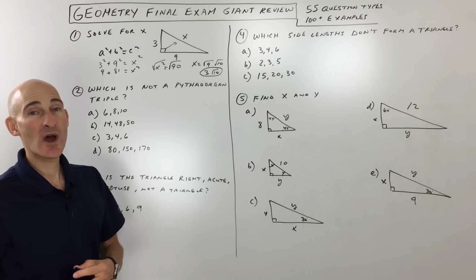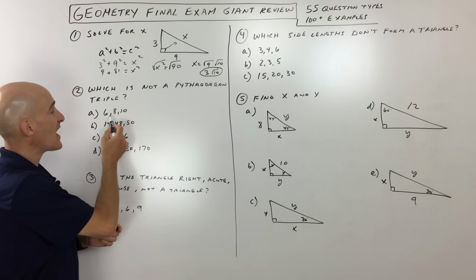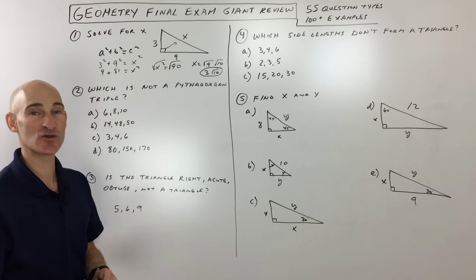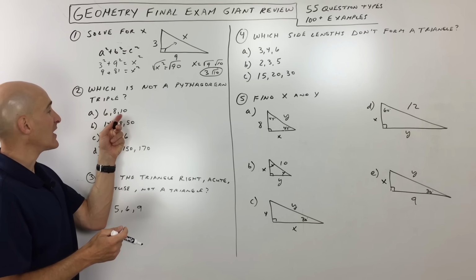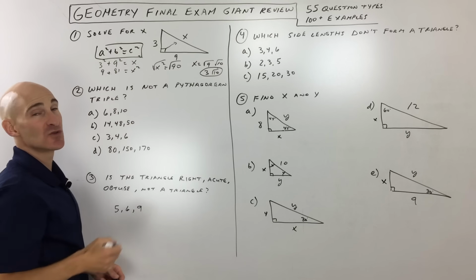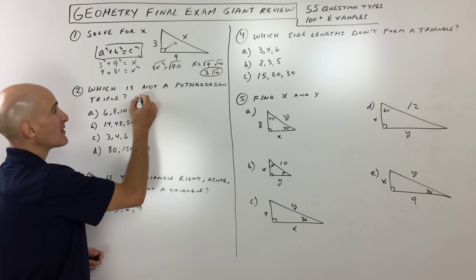So this one says, which is not a Pythagorean triple? Okay, now this is a good question. Now, what exactly is a Pythagorean triple? Well, Pythagorean triple means that all three sides of the triangle are integers. So that means they're nice round numbers. There's not any decimals, fractions. They're nice round integer values, and they satisfy this equation here, a squared plus b squared equals c squared, the Pythagorean theorem.